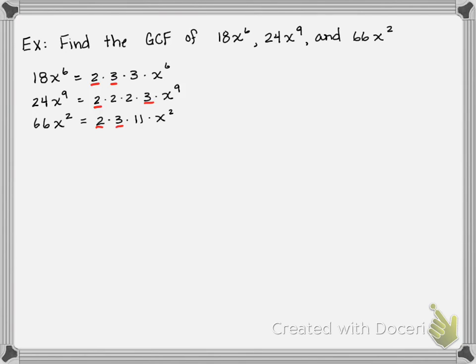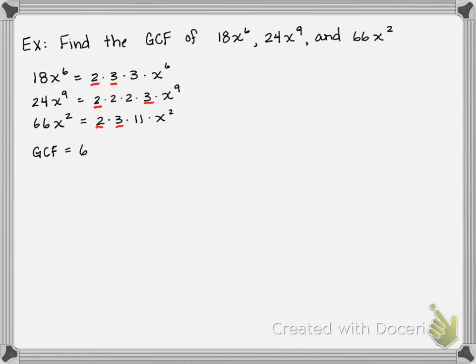So I do notice, oh no, not even 2 of them have the same factors, right? So 18 and 66 don't have any more factors of 2. Neither 18 nor 24 has a factor of 11, and 24 and 66 don't have any more factors of 3. And so all they have in common is that one factor of 2 and that one factor of 3. So my GCF is going to have a coefficient of 6.